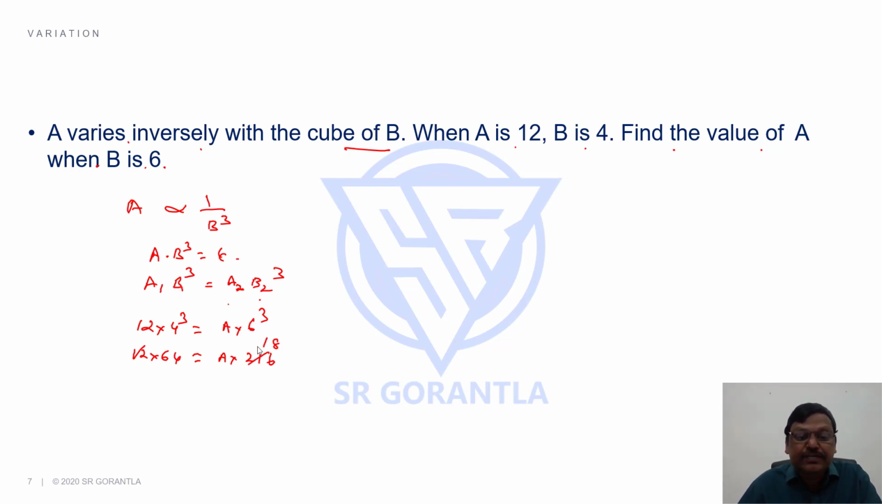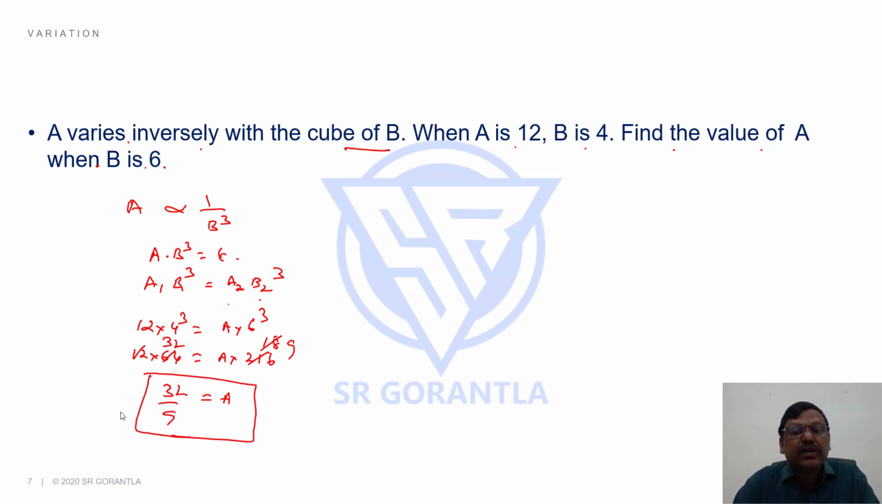12 ones are 12, 12 18s... We can say that it is 2 9s, 32s. So we can say a equals 32 by 9. Right? So like this we can directly use the concept of variation. Let's take up one more.